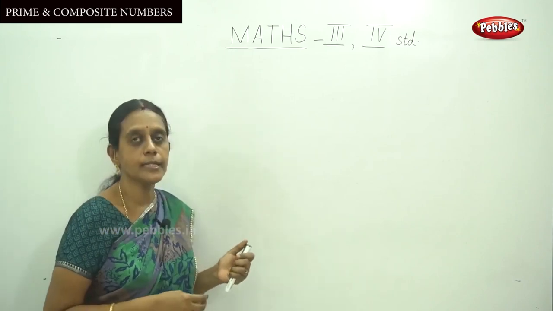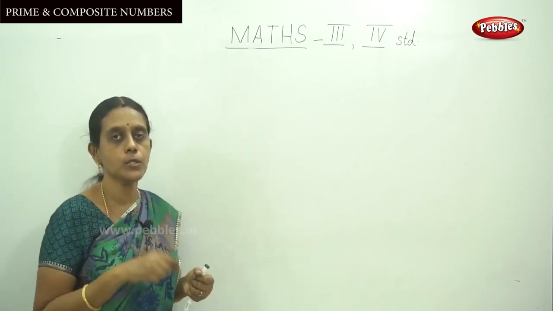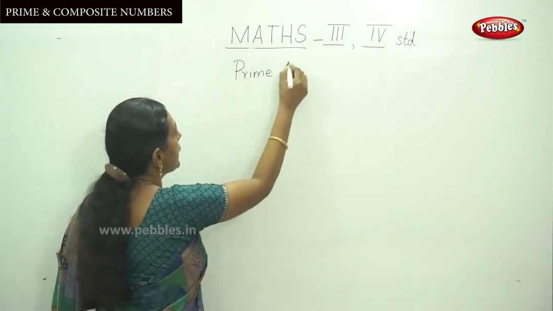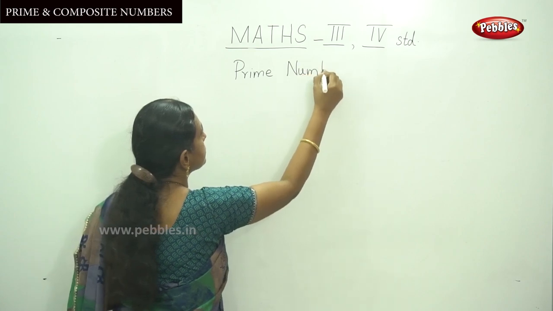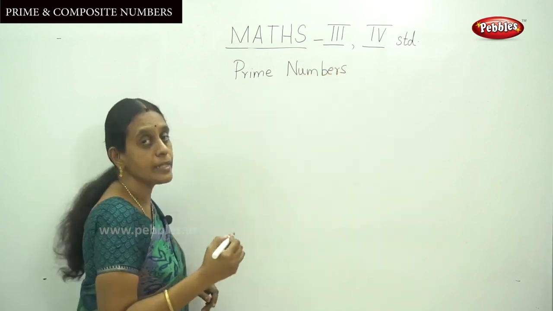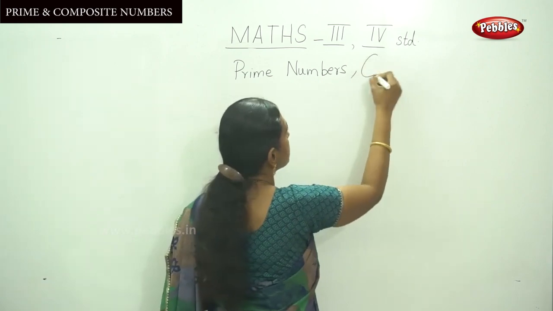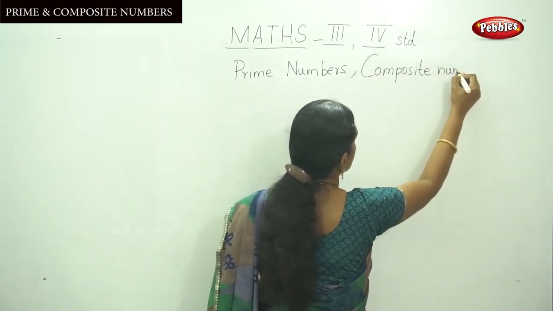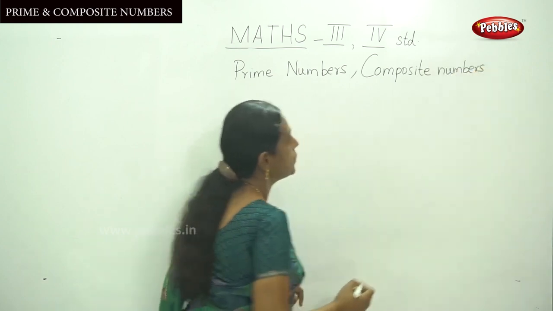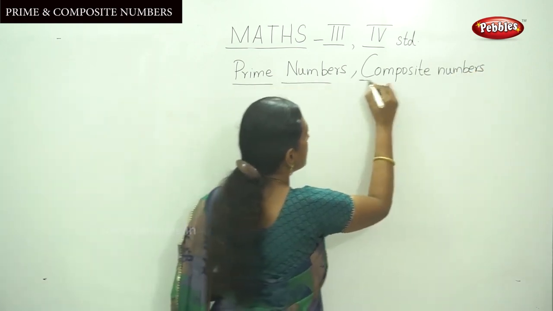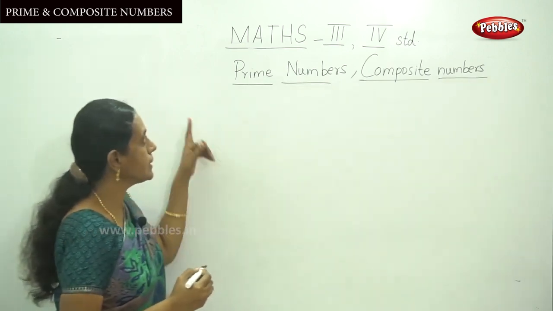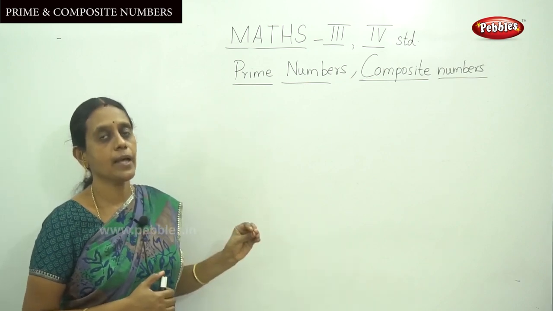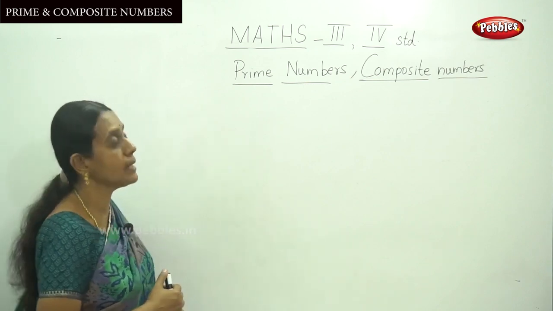Now we are going to learn about prime numbers and composite numbers. What is meant by prime numbers? It means a number that has only the number itself and 1 as its factors.